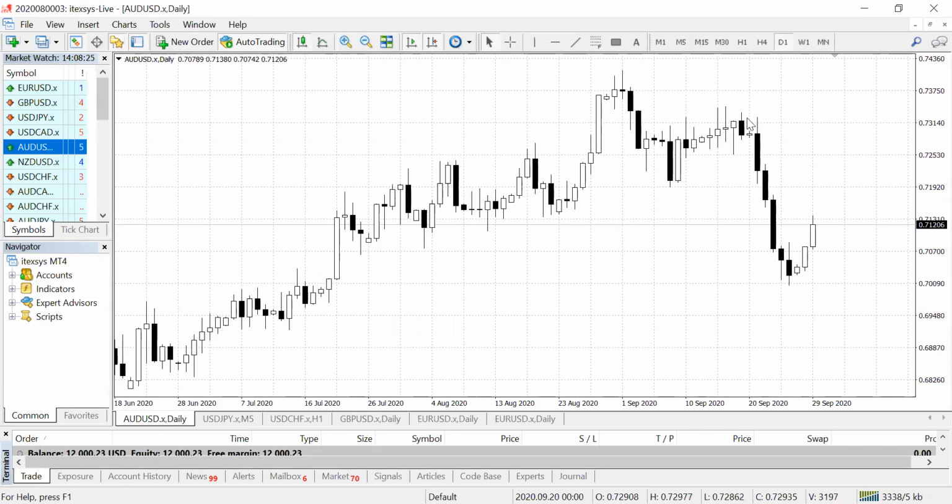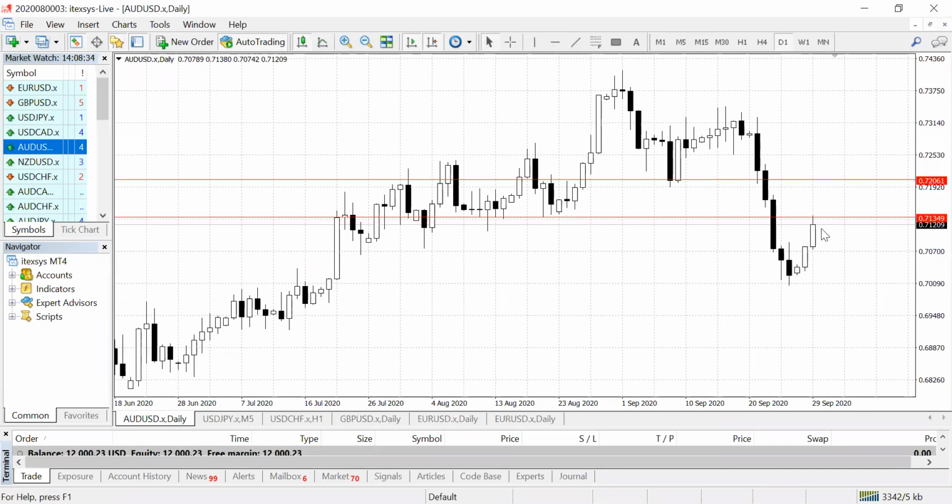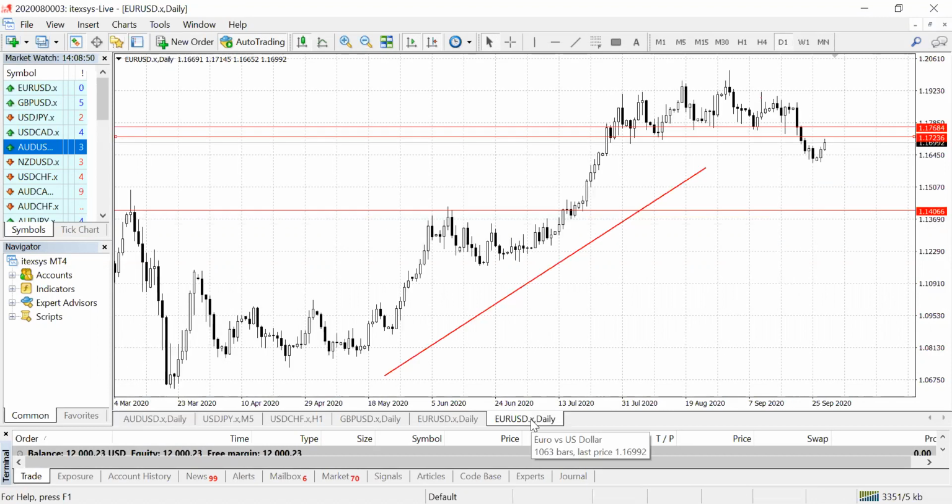Aussie dollar, same. We had the breakout. Now we're testing these levels, and there's another important level right here. So my bet would be a continuation to the downside. Of course, we need to wait and see how price forms and reacts, and then react as the market forms. So let's see.